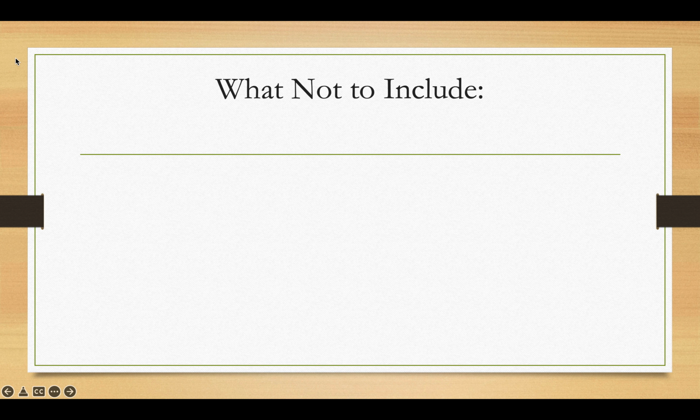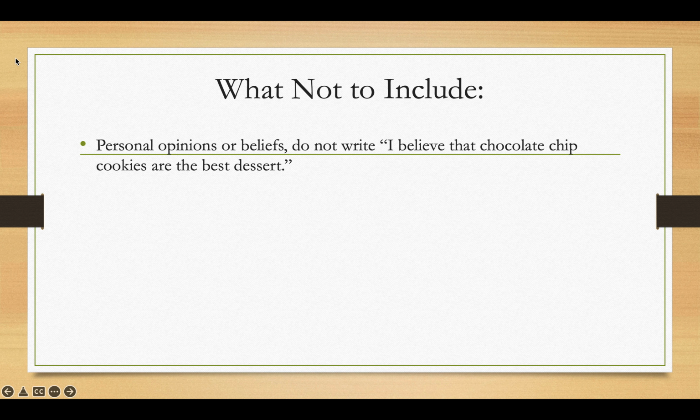So what should we not include in a research paper? Here are some tips from years of reading students writing. I've found that students want to do these things, but they are not appropriate for research papers. So do not include your personal opinion or beliefs. Do not write something like I believe or I feel.